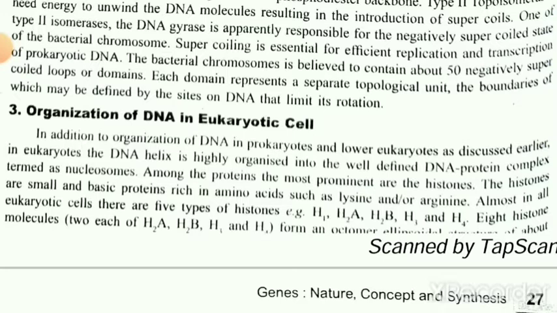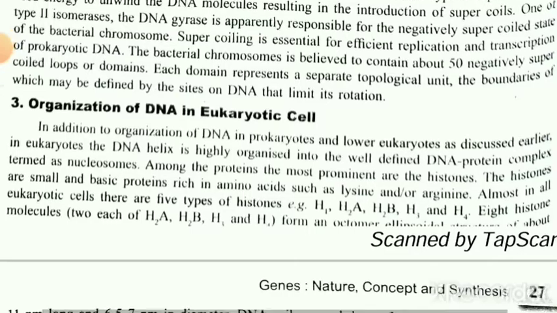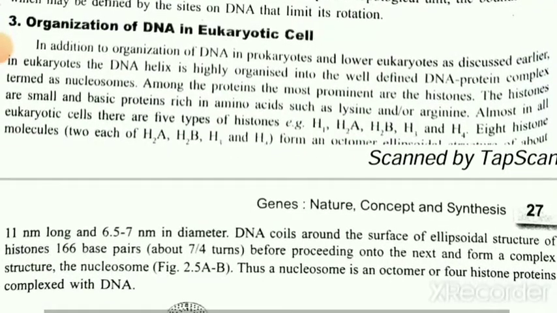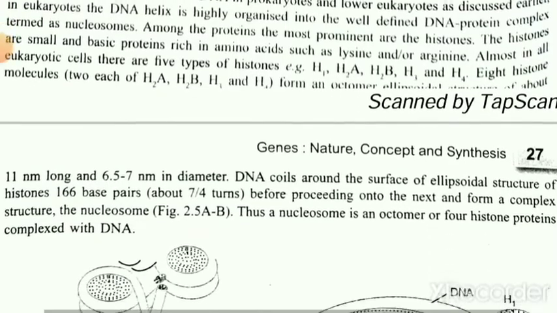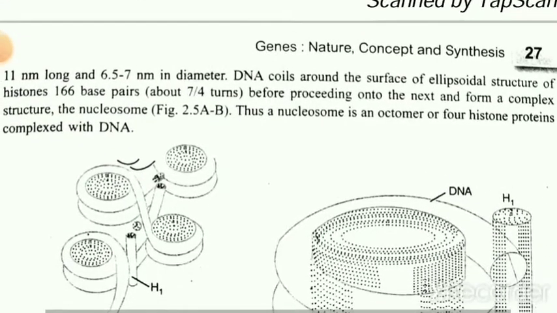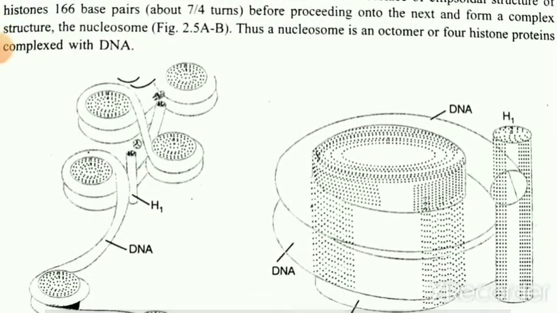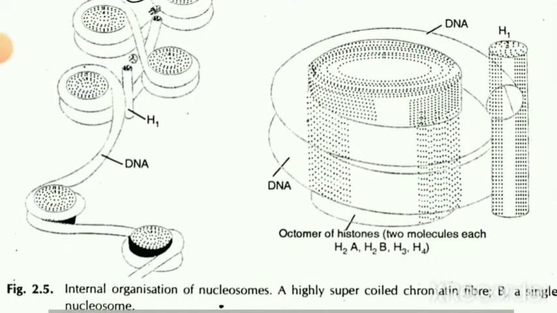8 histone molecules, 2 each of H2A, H2B, H3 and H4, form an octamer about 11 nanometers long and 6.5 to 7 nanometers in diameter. DNA coils around the surface of the ellipsoidal histone structure, about 146 base pairs in roughly 1.75 turns, before proceeding on to the next, and forms a complex structure, the nucleosome, figure 2.5ab. Thus, a nucleosome is an octamer of 4 histone proteins complexed with DNA. See figure 2.5, structure of histone protein.